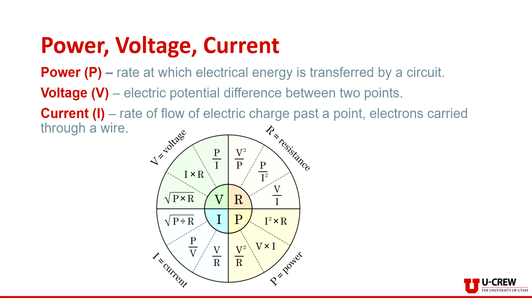If you're ever wondering how to go between these, there's a nice little pie chart you can reference down here. Let's say you know the current and voltage and want to know the power. From this pie chart, you can see that power is equal to voltage times current.